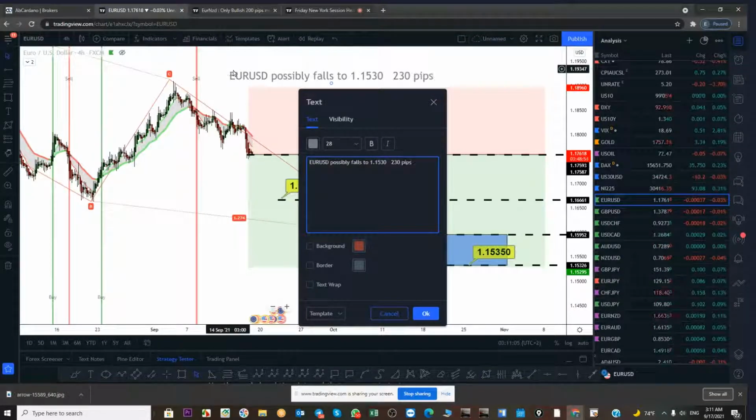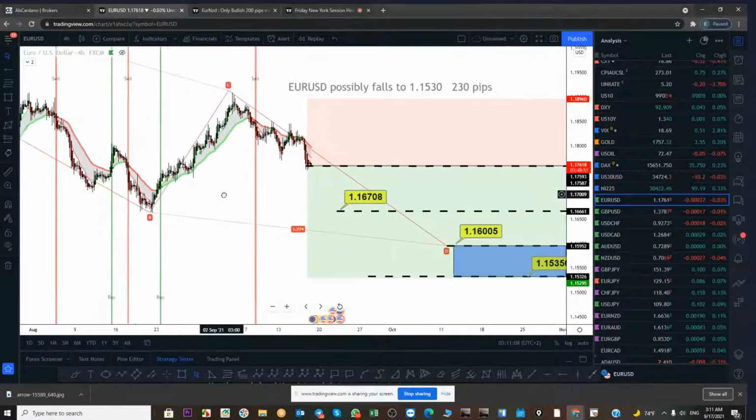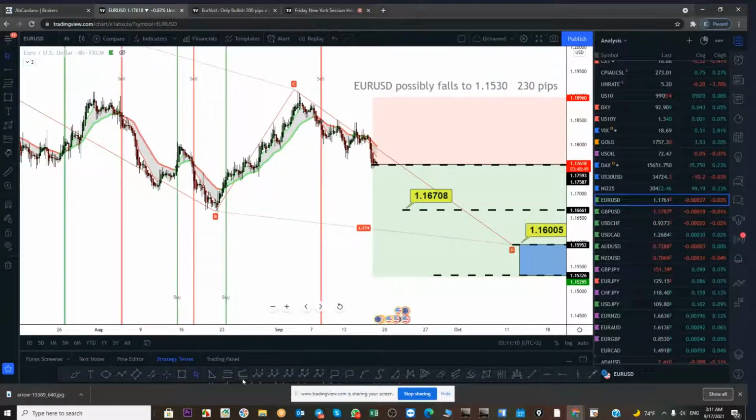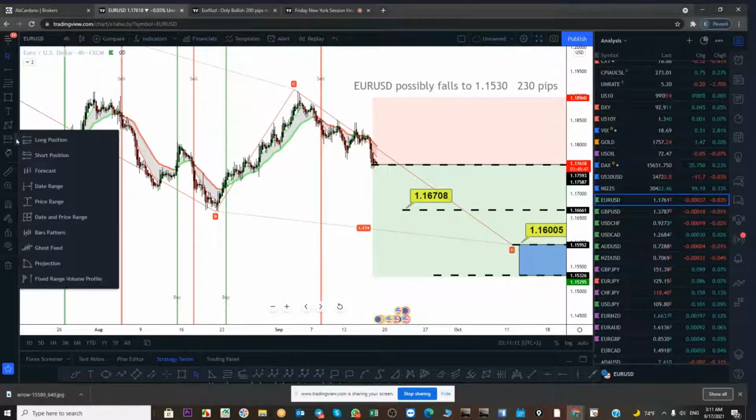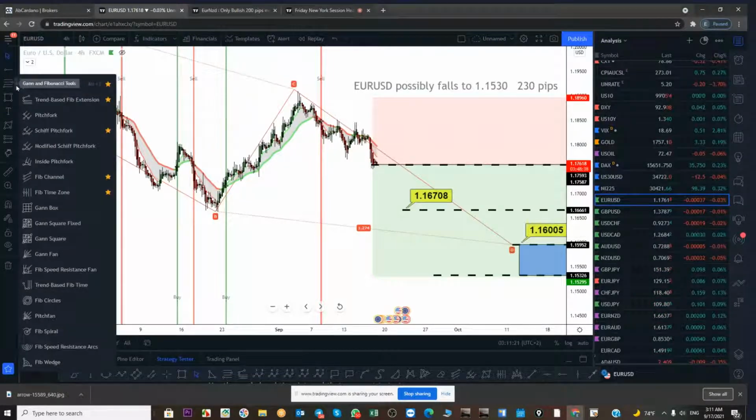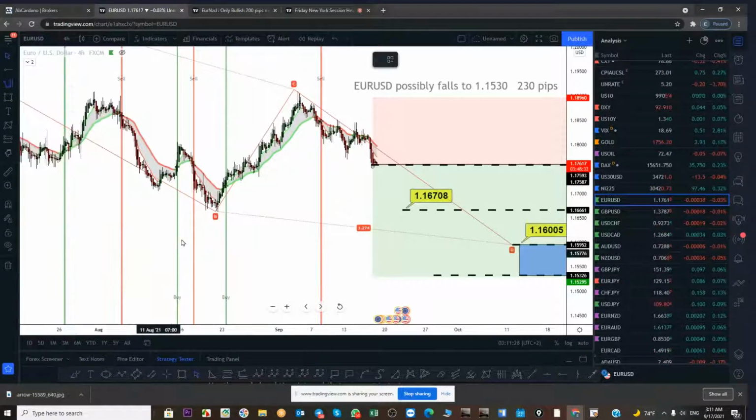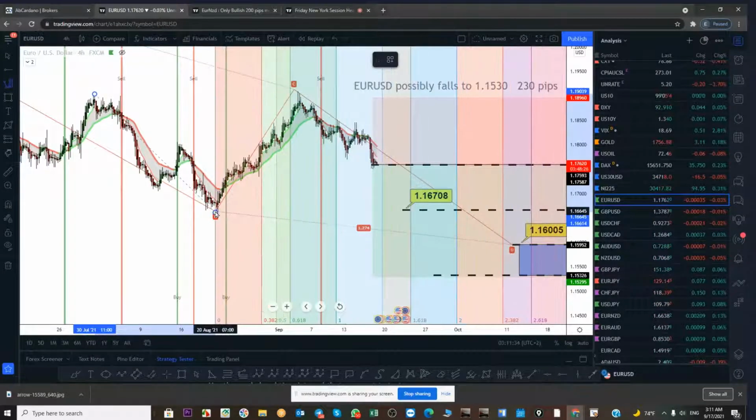And actually, if you want to know the time, you can use the Fib time zones, which sometimes will give you a little bit of an approximation, but sometimes will be really good. So use trend-based Fib here, you can probably use this one, and just take it from this way to this way.